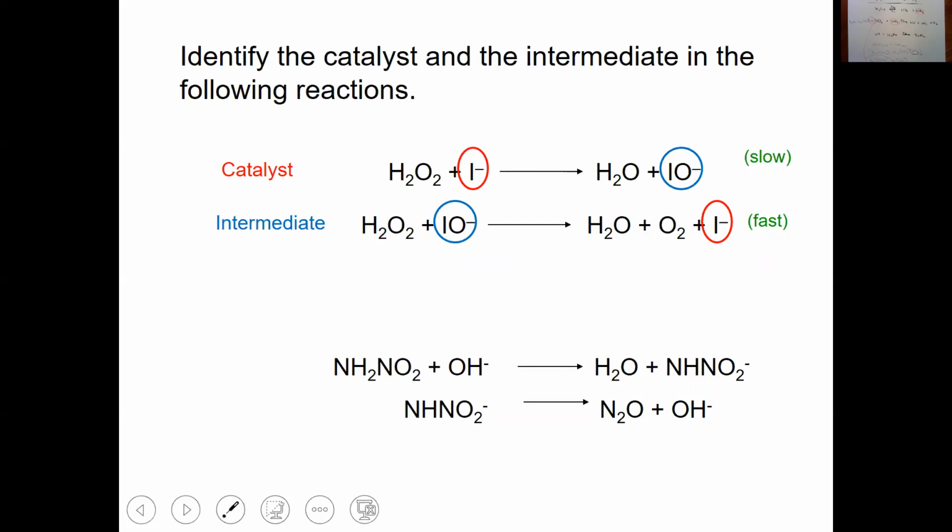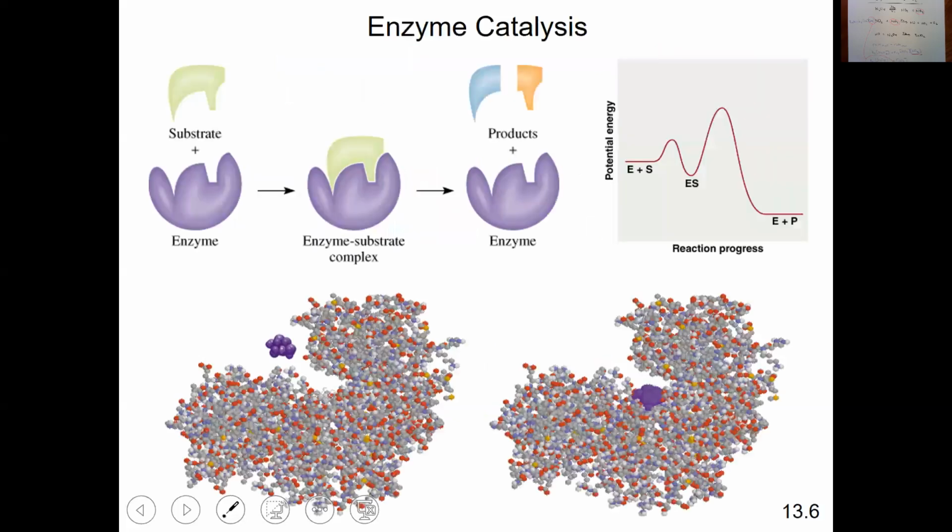In the bottom reaction, is there an intermediate? Is there also a catalyst? The catalyst is hydroxide. The intermediate, NO2 minus. Two definitions we have to be aware of.